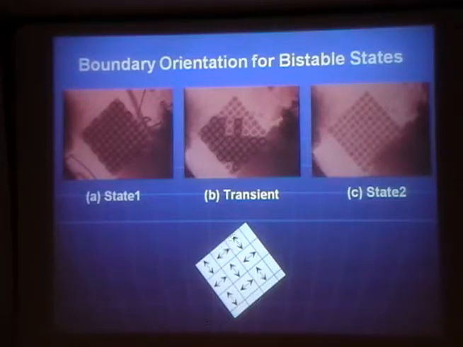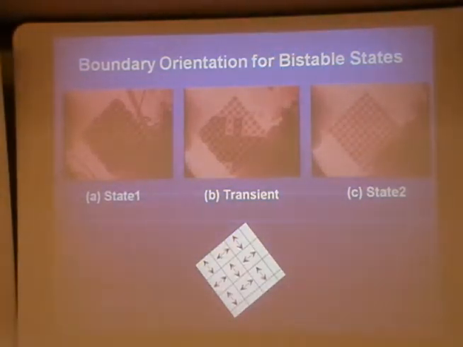This particular checkerboard pattern creates two metastable states, state 1 and state 2. And by applying the electric field, you can make a switching from one state to the other and back. And there is a transient state. The symmetry here is a switching of chirality.